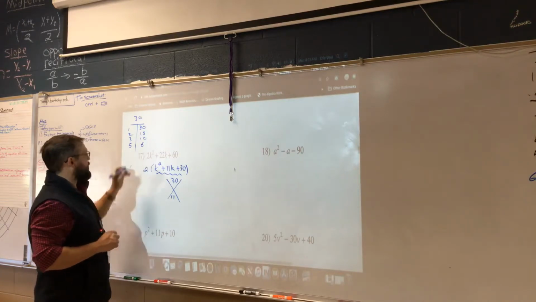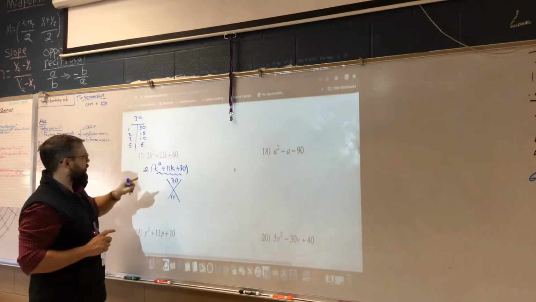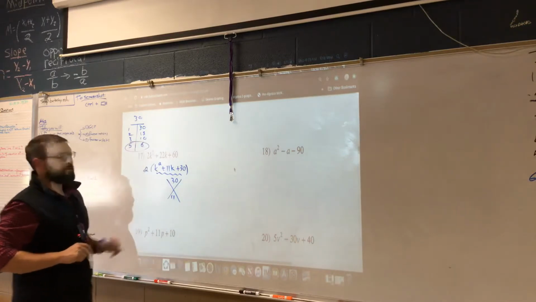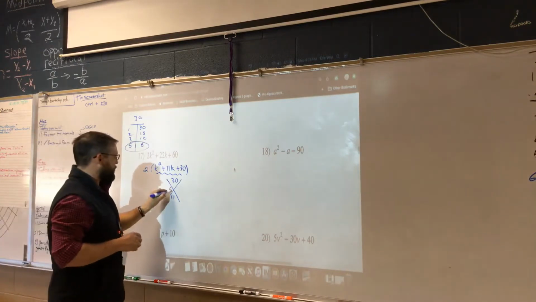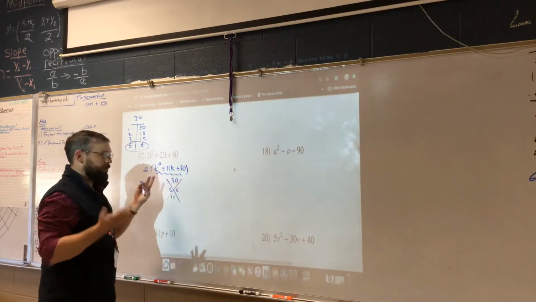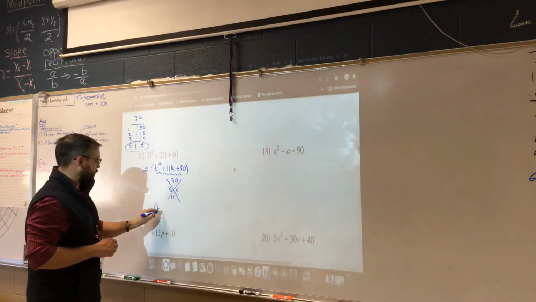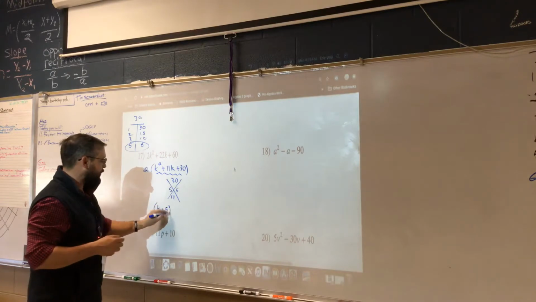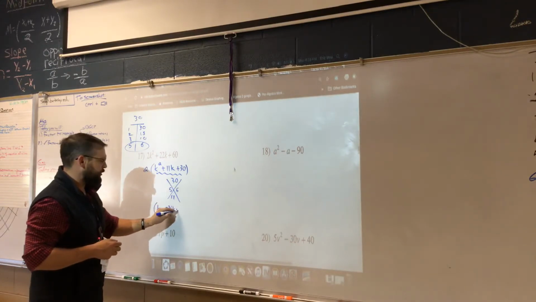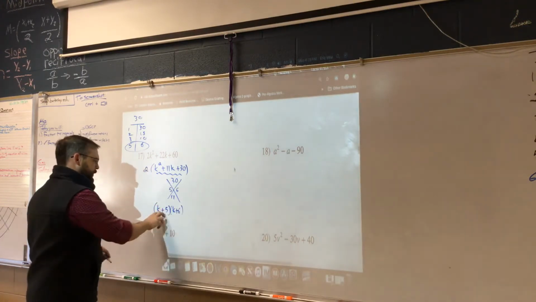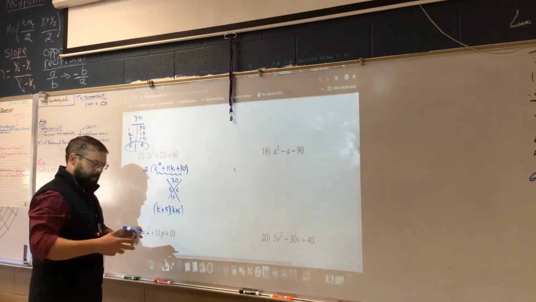Okay, so it multiplies and gives me 30, adds and gives me 11. That's pretty easy to see is 5 and 6, right? Because that's 11, that's 30 when you multiply. All right, so when I actually write my two binomials, my brain's just shutting down today, k plus 5 and k plus 6.